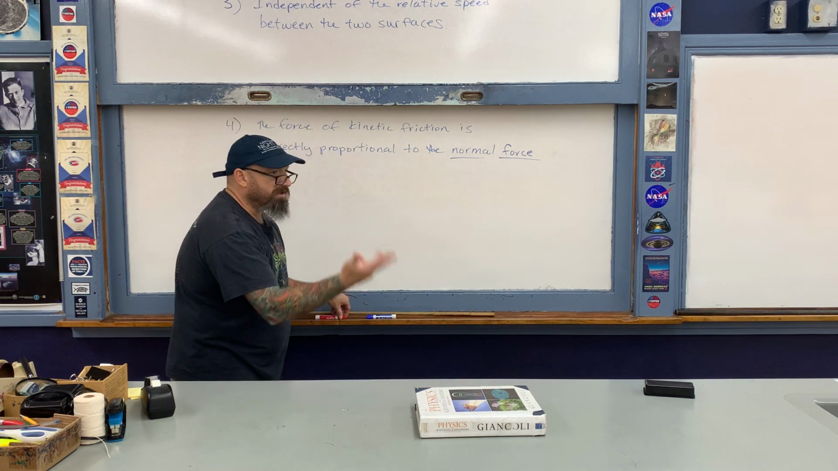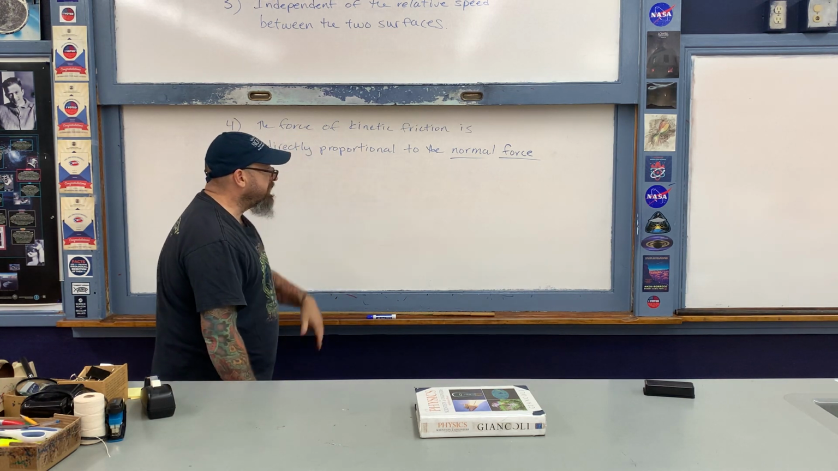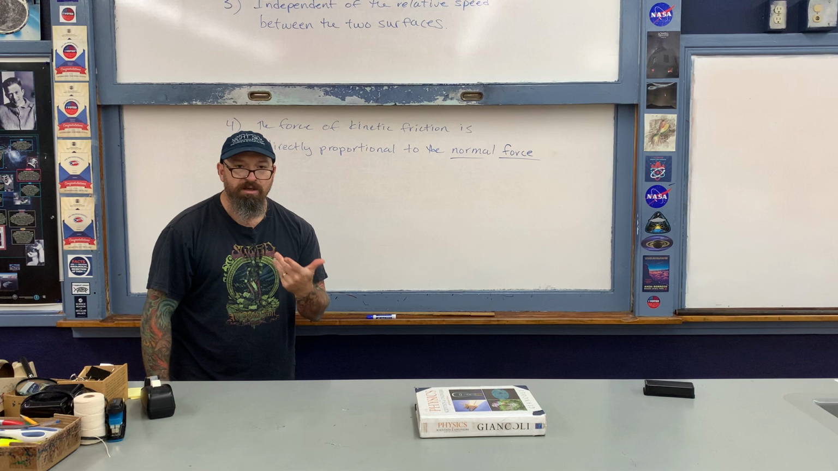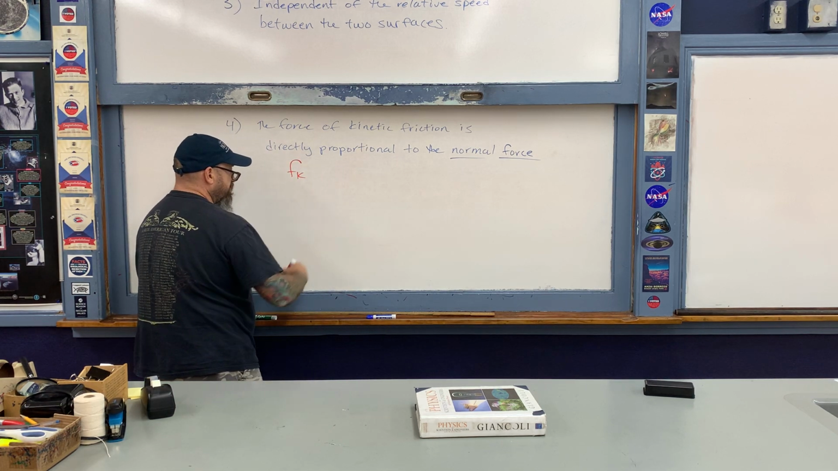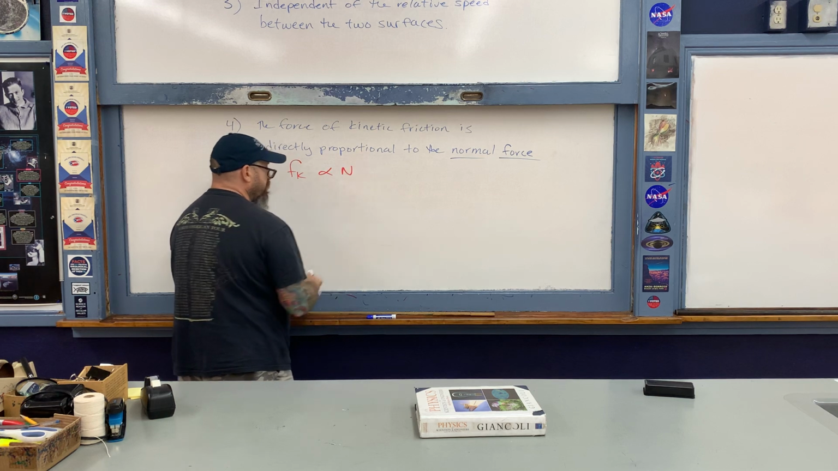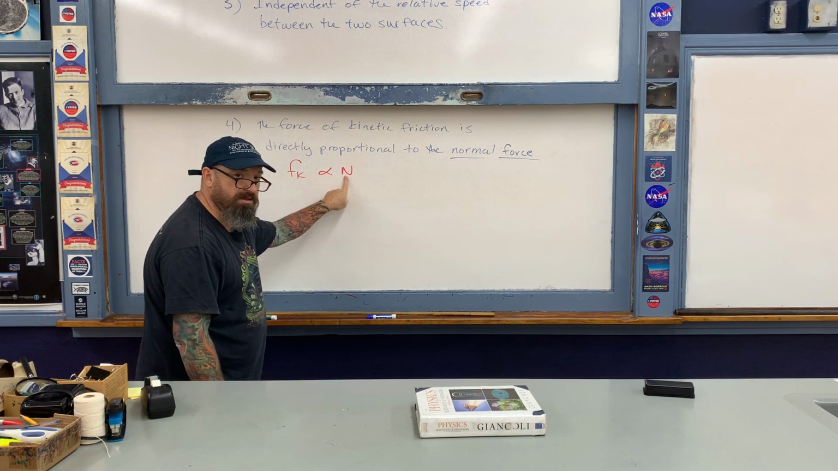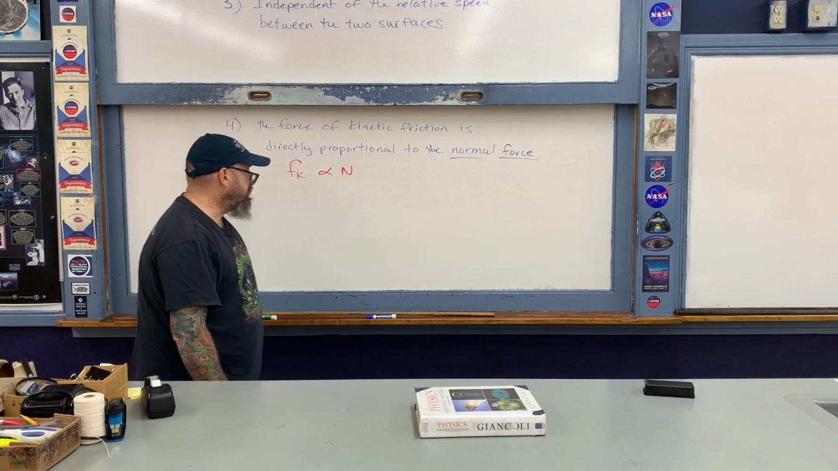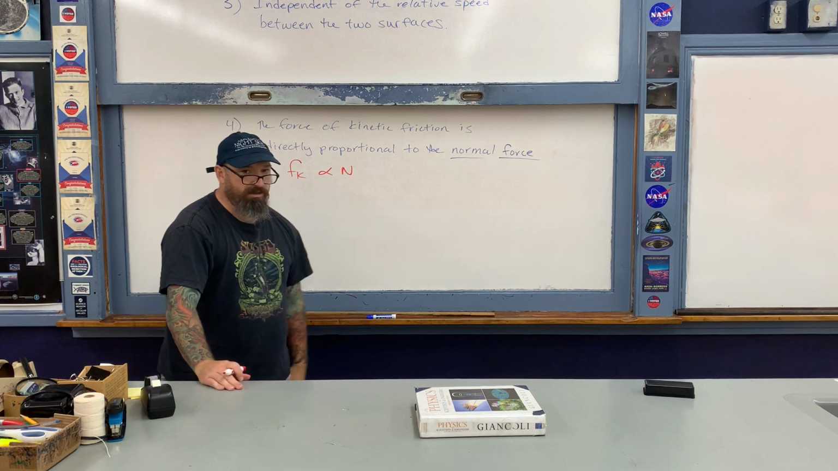Okay, once again, all of this is based upon empirical observations. Here's then how we write this last property of kinetic friction mathematically. The force of kinetic friction is referred to as F sub k, and it's directly proportional to the normal force N. So if you increase the normal force, as I did in this simple demonstration, you then increase the force of kinetic friction.